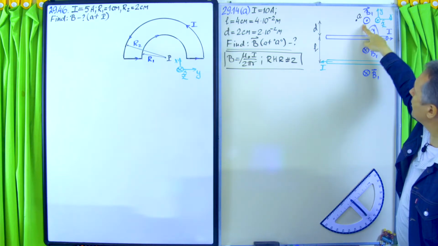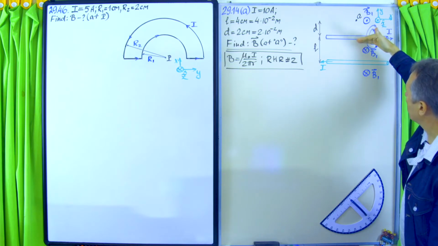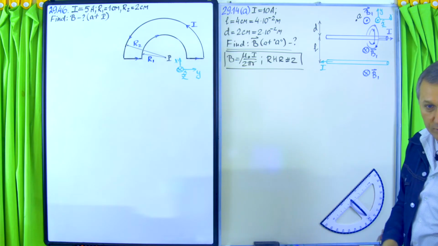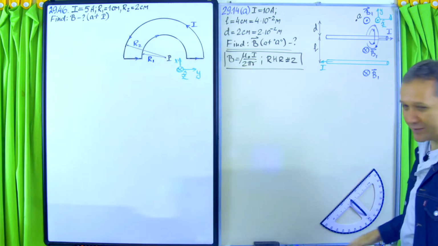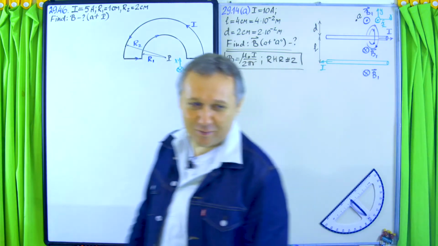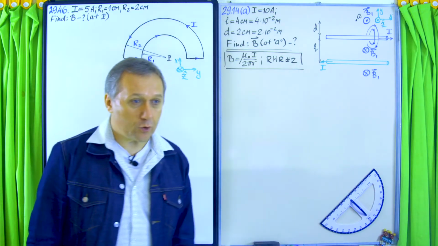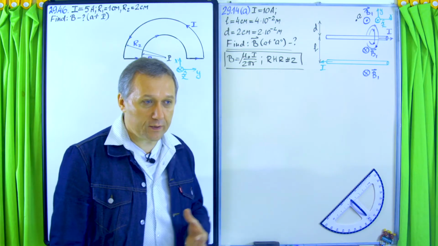Direction of the magnetic field will be represented by dots, and at all points below this blue wire, by the crosses. Right, so I can draw these crosses as far as I want, but it should be enough. So now let's do the same for the green wire.